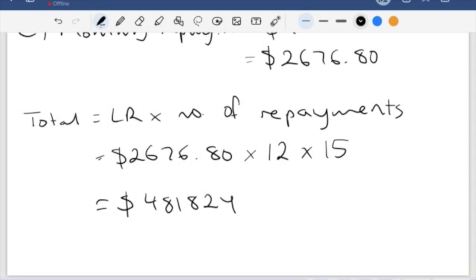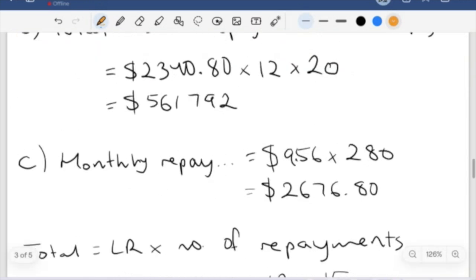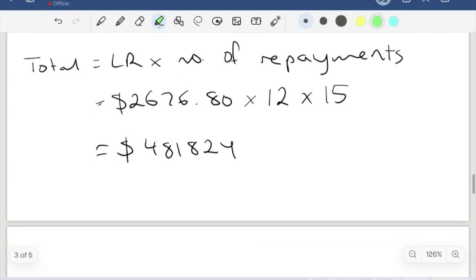Now, you may be wanting to just stop here. You go, well, I found what it is. Let's go back to our question. It's asking us how much would Molly save. So we need to compare this to the amount for repaying the loan in 20 years that we found in part B. So we're finding how much she saved. So we're finding the difference between this, $561,792, and this amount that we found here.